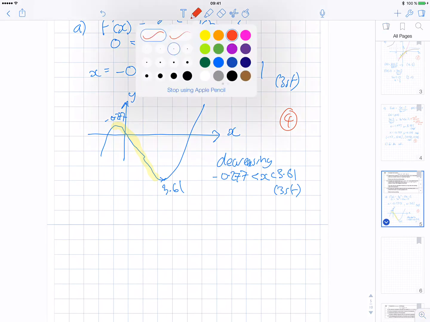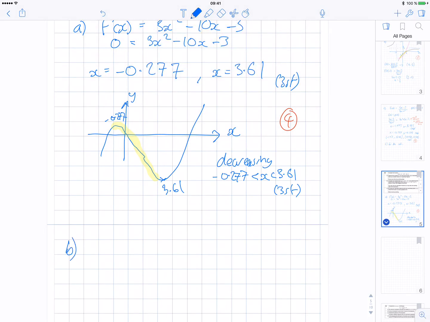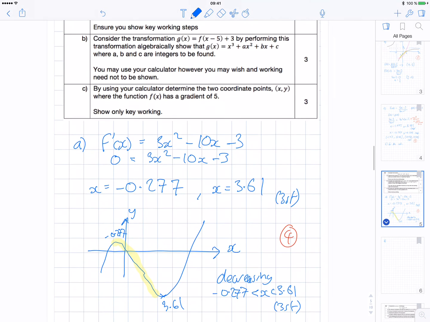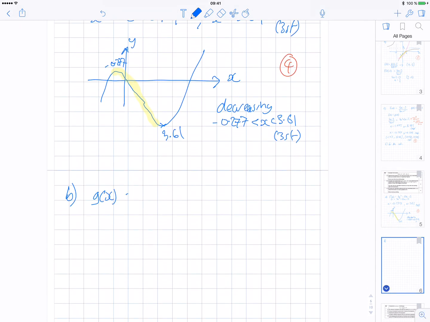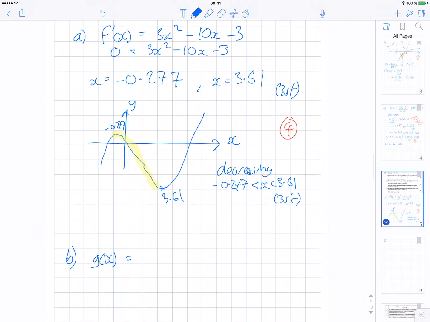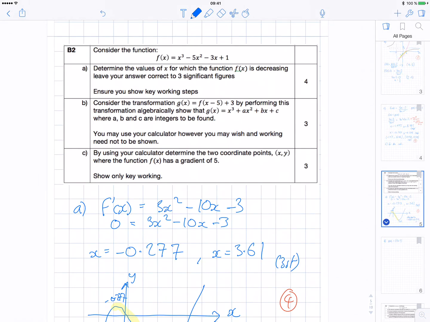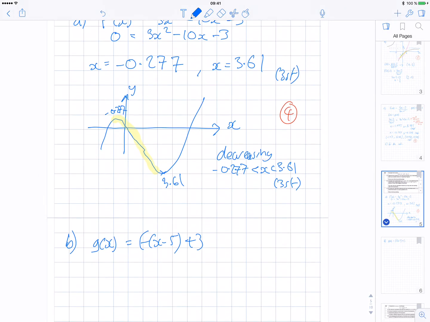Part B. Consider the transformation. By performing this transformation, I'll show that. A lot of this I'm going to show you on the calculator. So g of x is equal to, all this is going to be done on the calculator. I've determined the function of f of x, and I'm just going to type in what my function is and do x minus 5 plus 3.